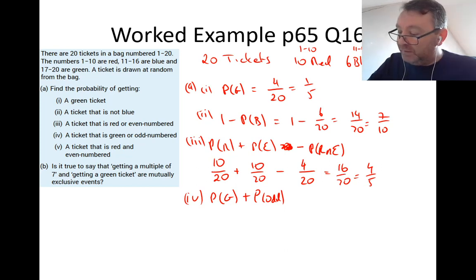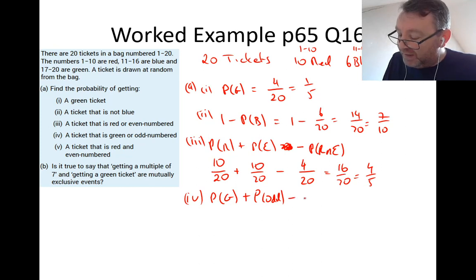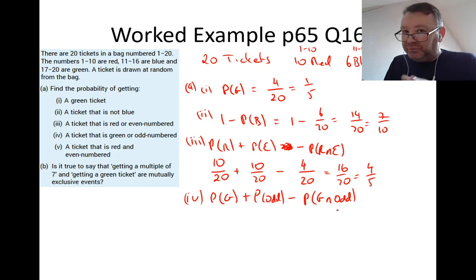So go up here to green. Green goes from 17 to 20. 2 of those are odd, so there is overlap. So therefore you're going to take away from that the probability of green and odd. Now I know you can work this out on your fingers if you really want to, but at the same time, let's just show you the rule in action.